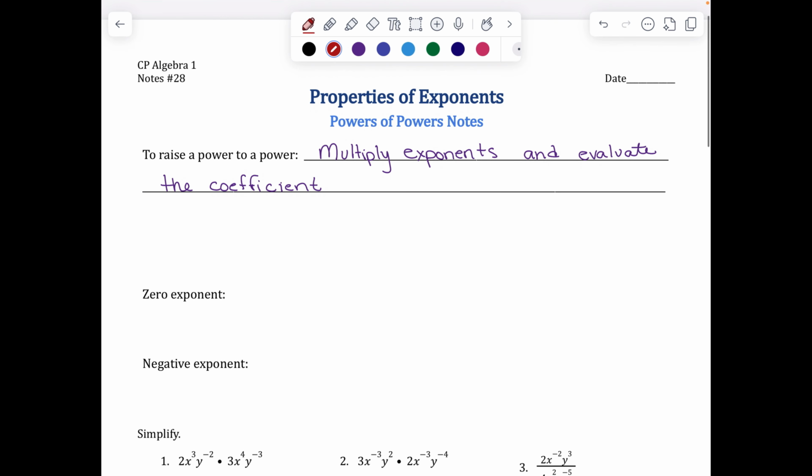So as the form for that, so that's x to the m raised to the n is the same as saying x to the m times n. So we're always multiplying those exponents.